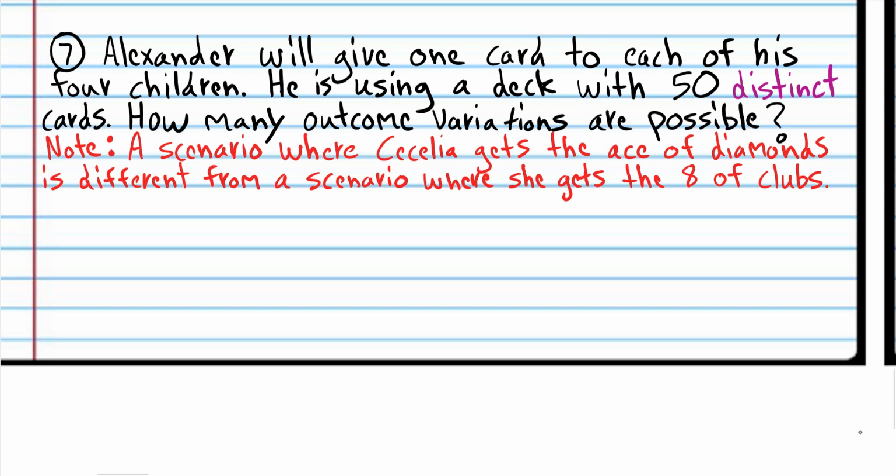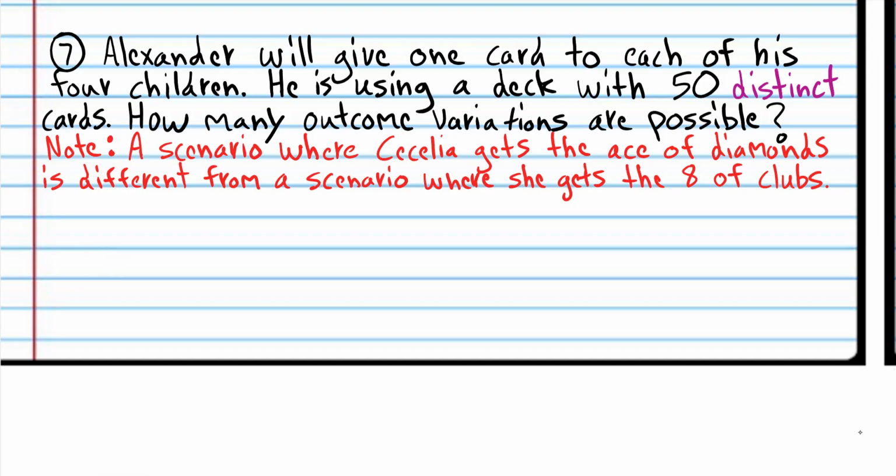We have a number of choices to make. How many choices? 4 choices, because Alexander is going to give 1 card to each of his 4 children. So the first choice he's going to make is what card does he give to the first child. The second choice he's going to make is what card does he give to the second child. And how many options does he have for each choice? Well, the first choice has 50 options.